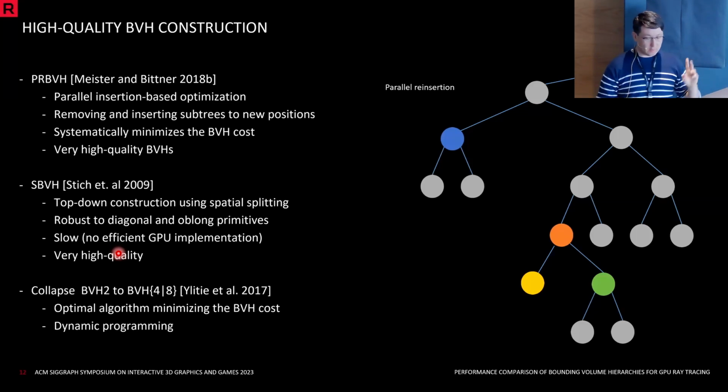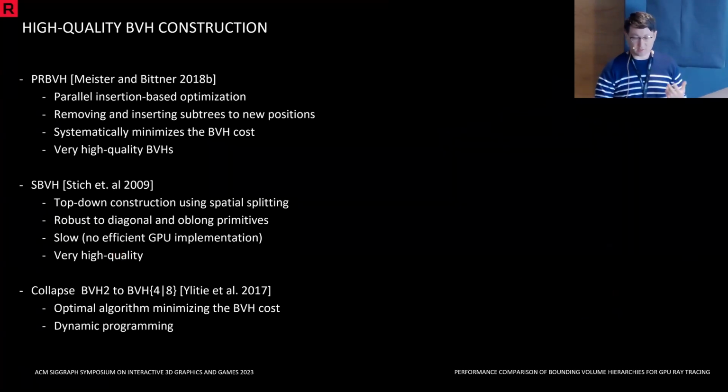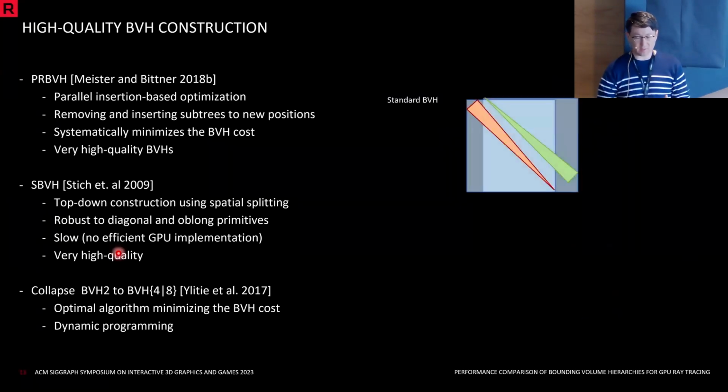So the last construction algorithm, SBVH, is, maybe we can say, orthogonal, but let's see. The motivation is that the standard BVH is really bad at handling these diagonal, thin, long primitives, as Atsushi presented. If we have these two triangles, we can really do nothing about that with a standard BVH.